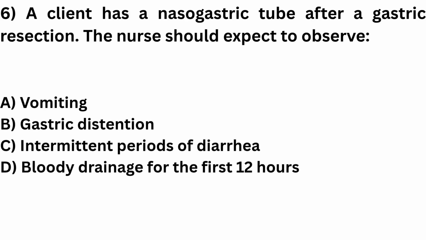6. A client has a nasogastric tube after a gastric resection. The nurse should expect to observe A. Vomiting. B. Gastric distension. C. Intermittent periods of diarrhea. D. Bloody drainage for the first 12 hours.